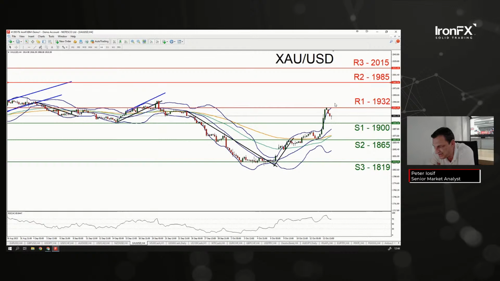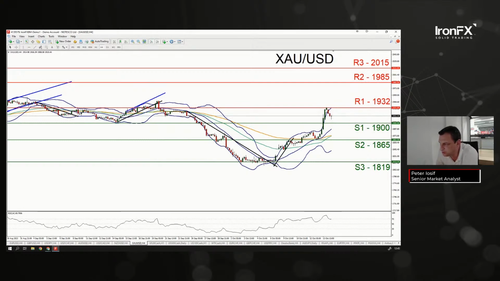The RSI indicator has corrected lower, yet is still at the reading of 70. And in my opinion, that's indicative of a bullish sentiment in the market for the precious metal, which could drive it higher. Yet for a bullish outlook, I would require a higher peak than this one. So gold's price has to breach above the 1930 resistance line and start aiming for the 1985. On the other hand, should the precious metal remain in the corridor between the R1 1932 and the S1 1900, that would mean a sideways motion like this.